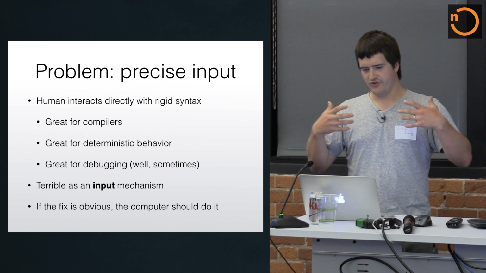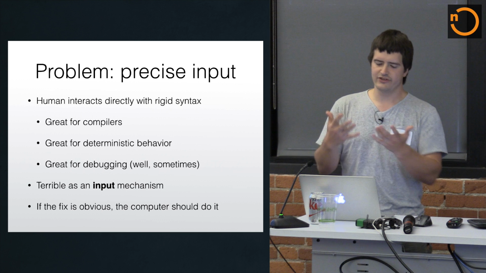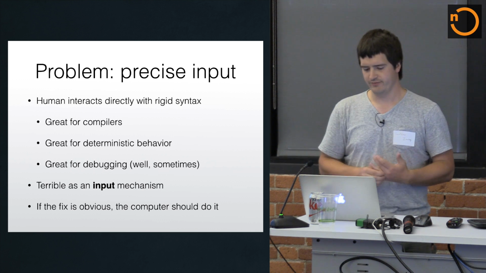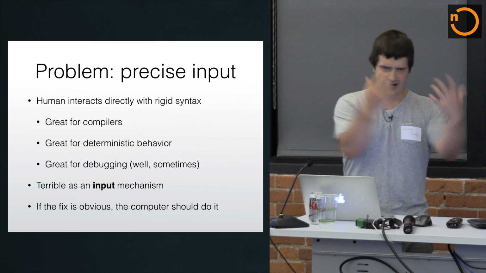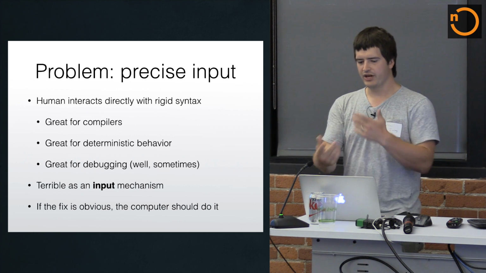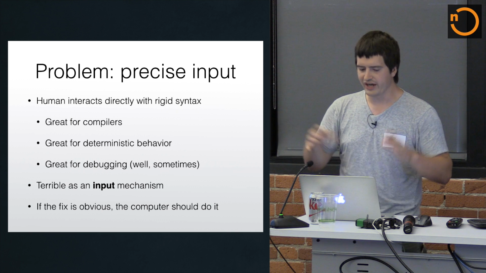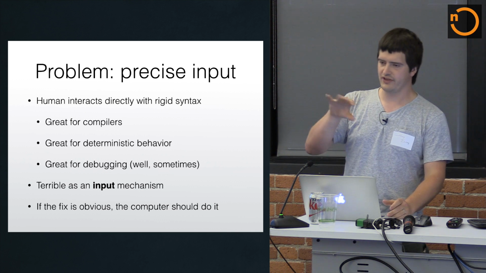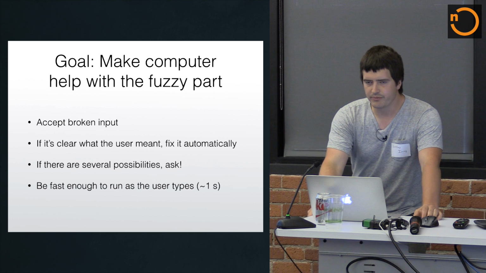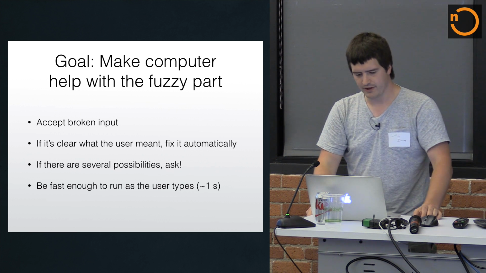As you're trying to convey your ideas into a computer, we want the computer to help with that translation process. If there's an obvious fix, the computer should just figure it out and give you the code. And because it's interactive, you still get the benefits of the final deterministic syntax. So again, we want to make the computer help with the fuzzy part of programming.